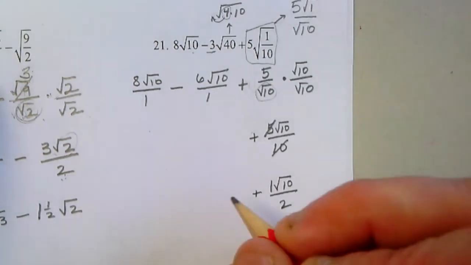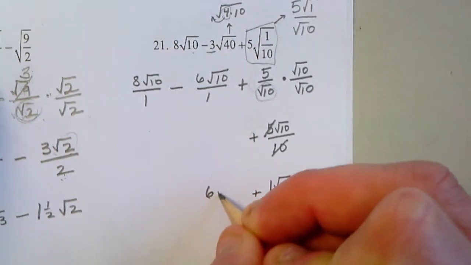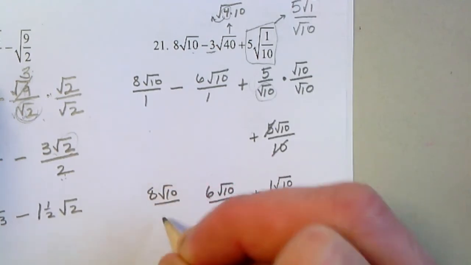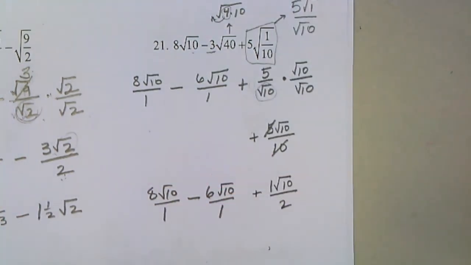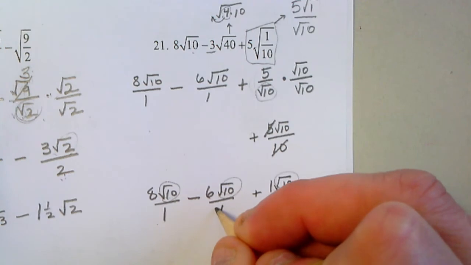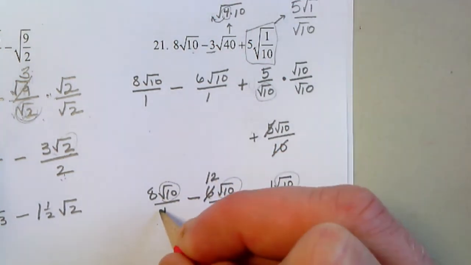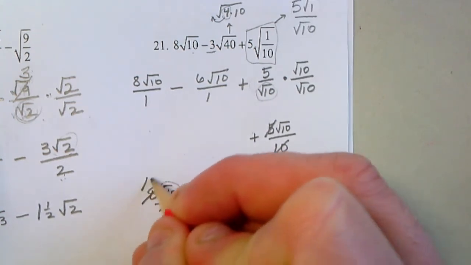Now, the rest of this, we have 6 radical 10 over 1. And we have 8 radical 10 over 1. Okay? Now, what's nice about this is that each of the radicals are the same. So can I combine them? The answer is yes. But before I can combine them, what do I need? A common denominator. And what's the common denominator between these denominators? It's going to be 2. So if I go ahead and multiply this number by 2, I have to multiply my numerator by 2. If I multiply this number by 2, I have to multiply my numerator by 2.